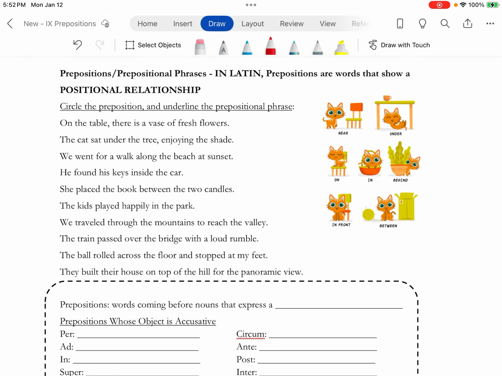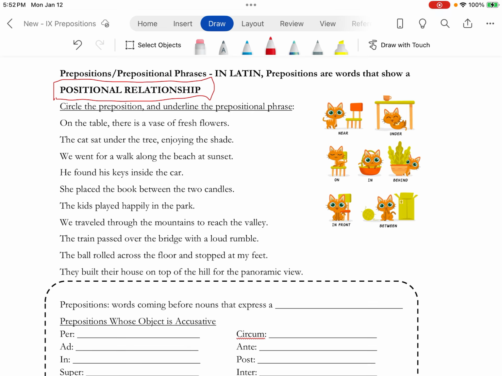Now, for the second page, we're getting into what we're learning, and that is prepositions and prepositional phrases. In Latin, prepositions are going to be words that show a positional relationship. In English, there are more than that, but in Latin, for our purposes, positional relationship.